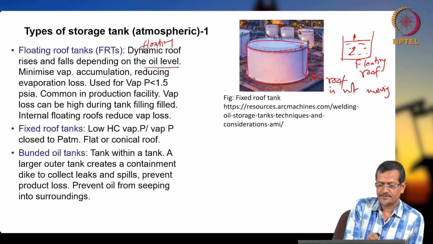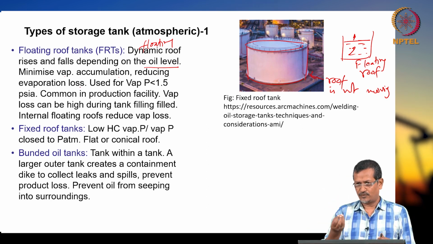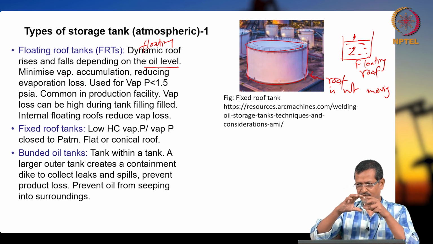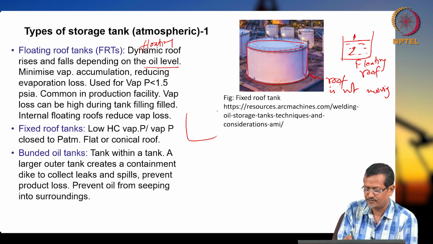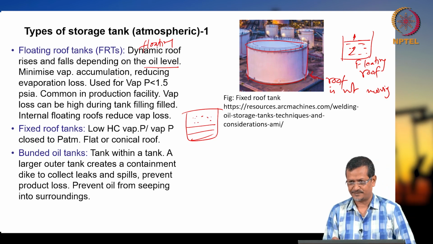So, it will minimize vapor accumulation, reducing evaporation loss. Evaporation loss is when a fluid is there inside the tank, so fluid particles will be leaving the surface and it will be accumulated in the vacant space. Like say I have one fixed type roof and liquid is here. So, in this area lots of vapor will be there.